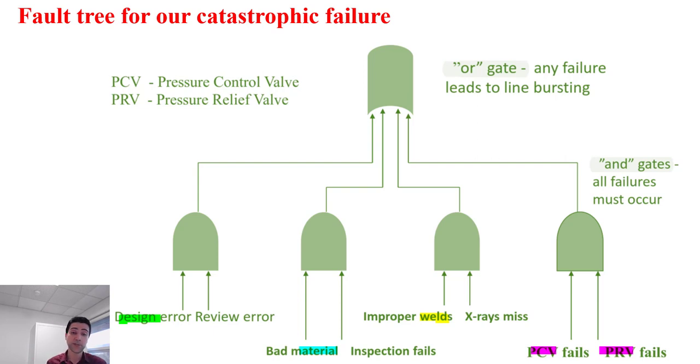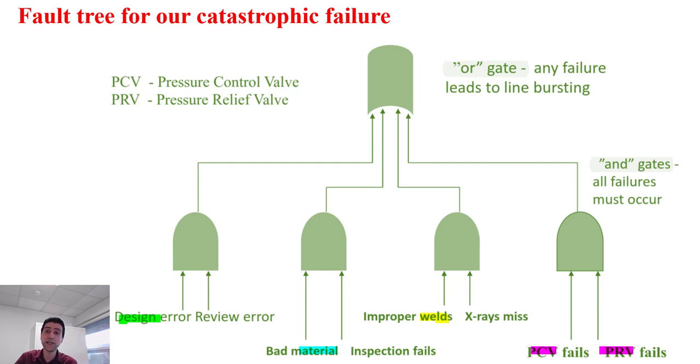Then pressure control valve fails or pressure release valve fails. There is an AND gate between the two leading us to the top event. The top event is having an OR gate, because any of these basic events can result in the line burst. So this shows how logically AND and OR gates can be used in an engineering project example.